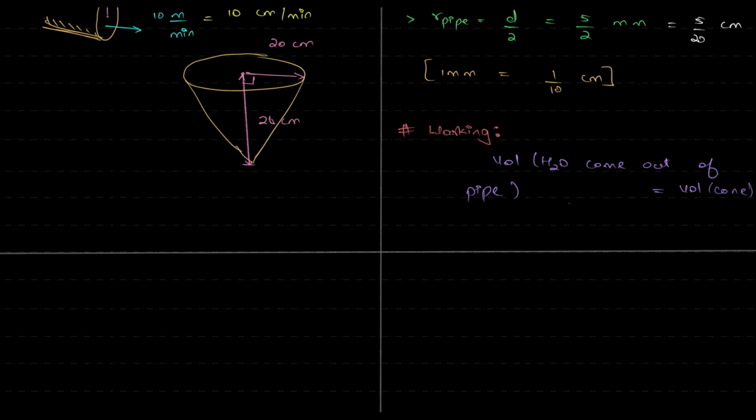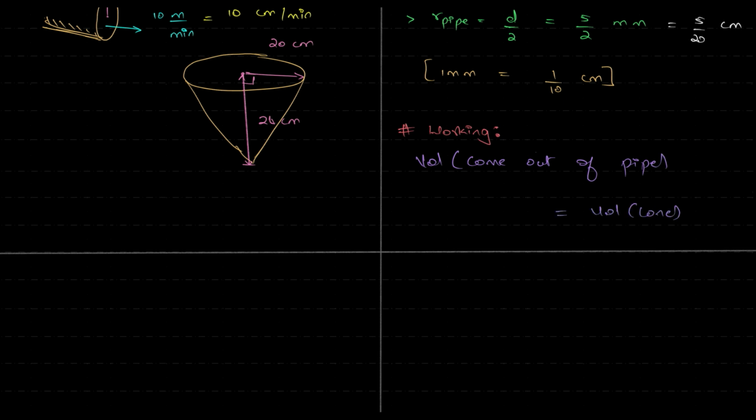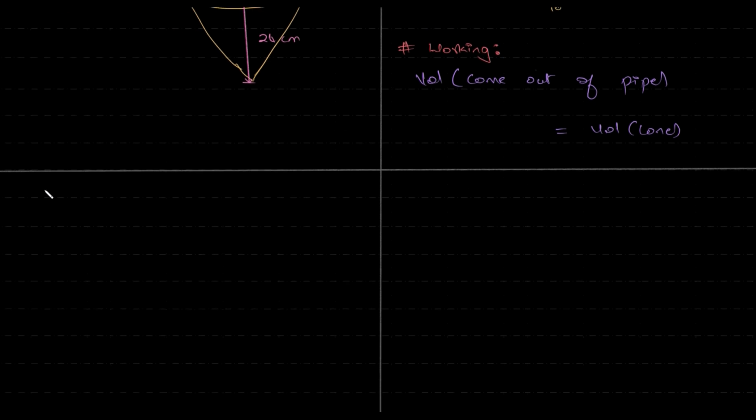Okay, so let me rewrite this. I can do it in another way, being this. See, whatever volume of water that comes out of the pipe has to be equal to the volume of the cone. That's the funda. Now, what is the volume of the pipe? It's basically a cylinder, so it is pi r square h. And the volume of a cone is 1/3 of pi r square h. But since we are talking about two different things, this subscript has to be added. Right? So this is your funda.